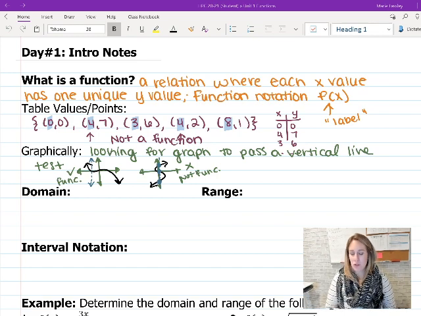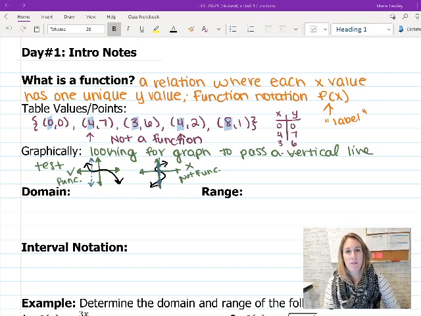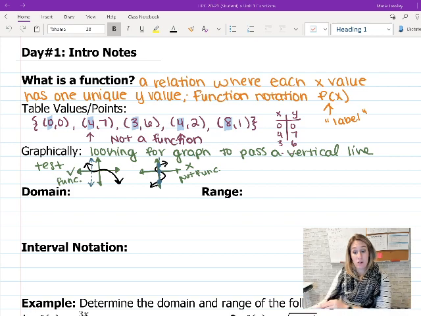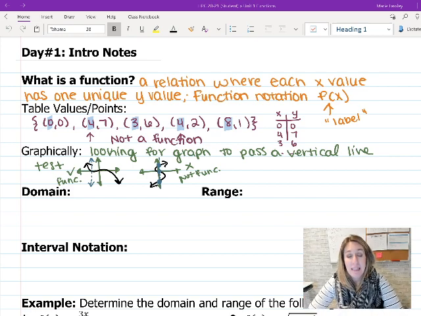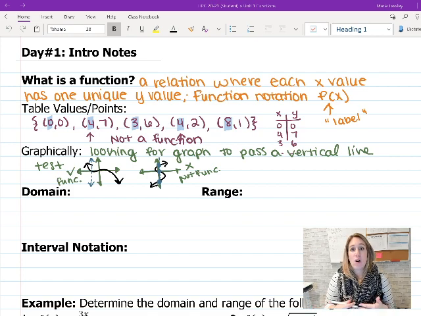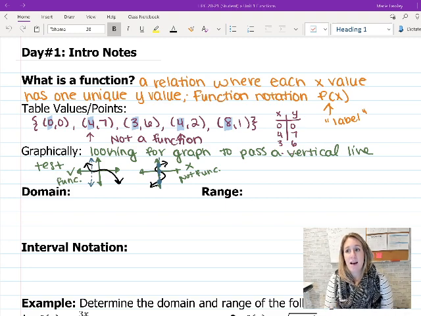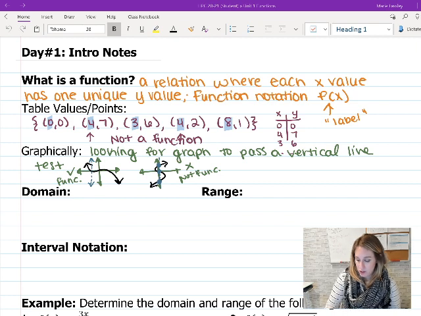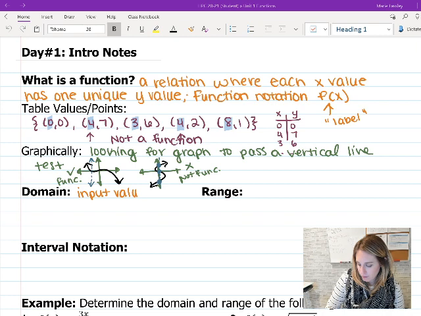Now, moving on to domain and range. We talked about domain and range a little bit in our review unit, but I want to make sure we go over it a little more now, because knowing the domain and range is very important to functions. So domain: these are your possible x values for your function. We call these the input values because these are what we're putting into the function to get some kind of result. So domain, these are our input values, the x values.